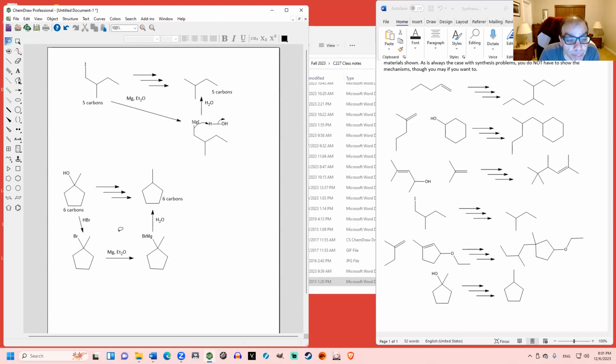So for synthesis problems, I'm afraid there is no substitute to really knowing all your reactions, backwards and forwards. It's key to being able to do synthesis problems. Whether they're in chapter 8, chapter 10, chapter 9, chapter 11, got to know them all.